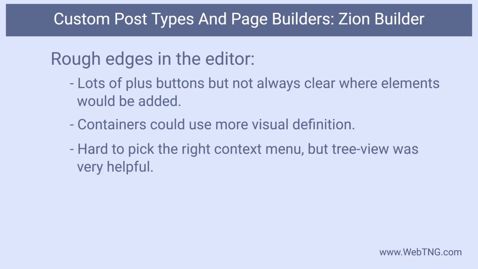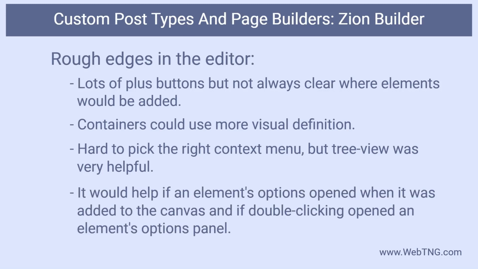Also, finding and picking the right contextual menu for the element on the canvas was difficult, but using the tree view worked fine. It would have made things quicker and easier if when you added a new element, its options panel opened automatically. Instead, the previous panel stayed open on screen. Additionally, it would be nice if you could double-click an element and have its option panel open also, so that you didn't have to always use the tree view.